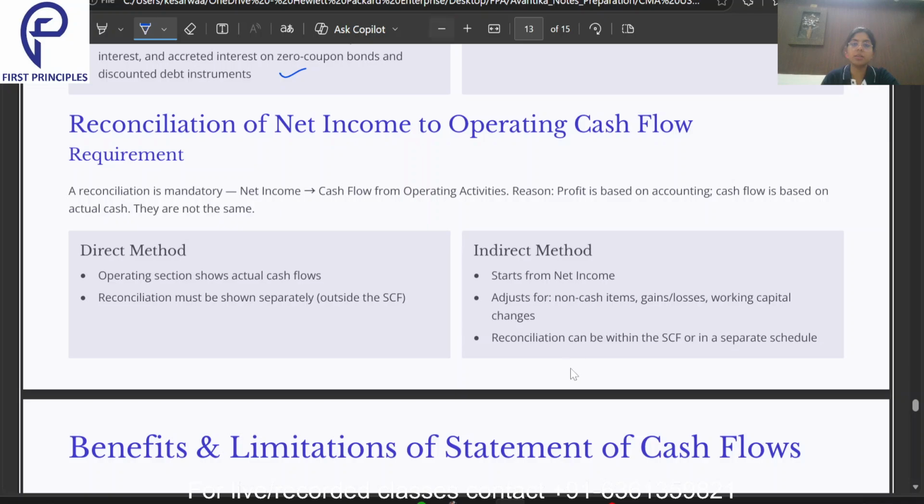Reconciliation of net income to operating cash flow. Reconciliation is mandatory, from net income to cash flow from operating. Reason: profit is based on accounting, cash flow is based on actual cash. They are not the same. What happens in the direct method? The operating section shows actual cash flows and the reconciliation must be shown separately outside the SCF. In the indirect method, it starts from the net income, adjusts for non-cash items, gains, losses, working capital changes, and the reconciliation can be within the statement of cash flow or in a separate schedule.